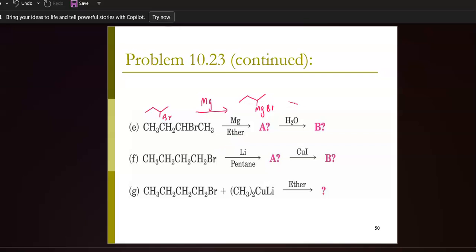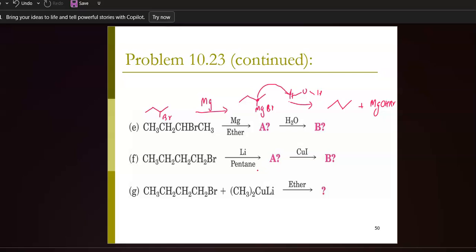And then when you treat it with water, HOH, what happens is this carbon atom that's attached to the magnesium is the one that will take up the hydrogen, and you end up in formation of butane here. So this will go with MgOHBr, and then you get the butane, and MgOHBr is your side product.